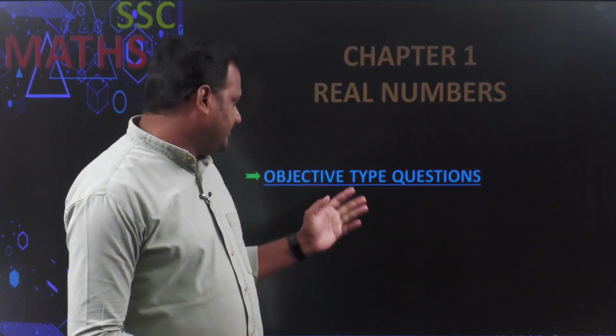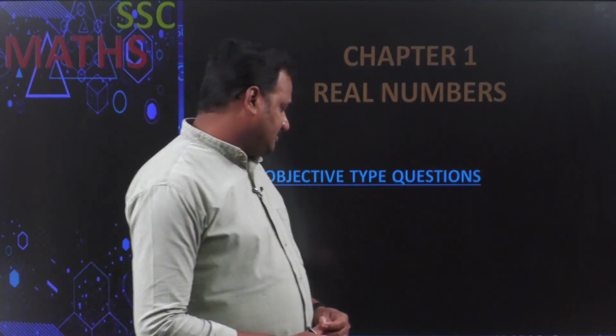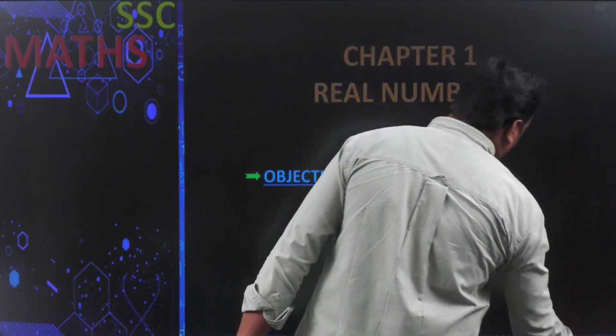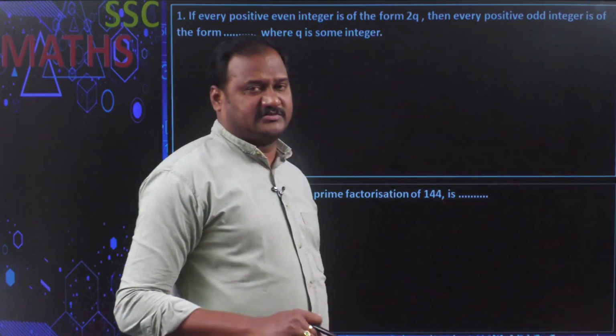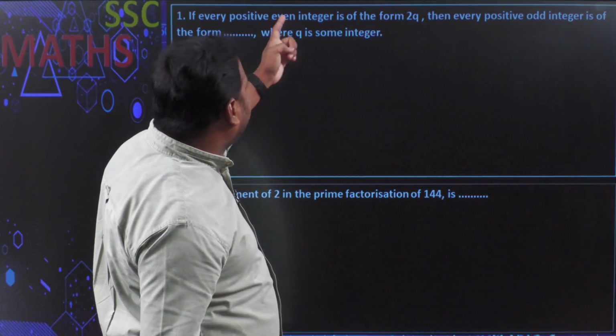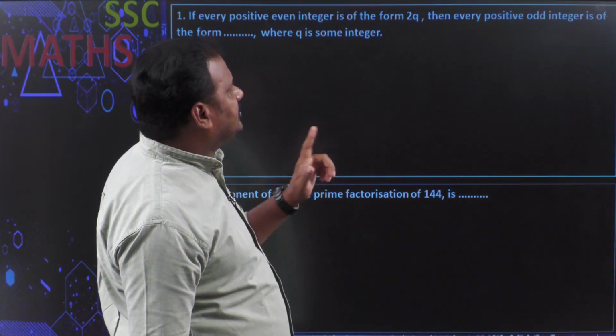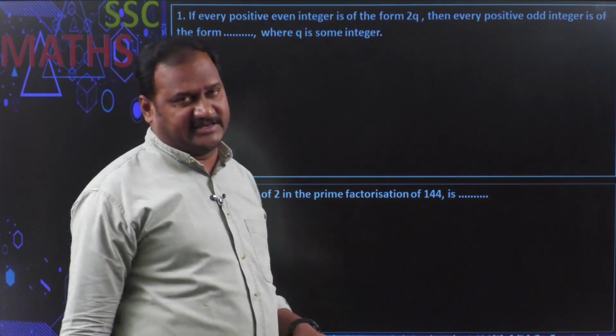Now in this module we are going to discuss objective type questions which were given in the real numbers chapter. So these are direct one word questions. You can directly answer them. Every positive even integer is of the form 2q. Then every positive odd integer is of the form dash.